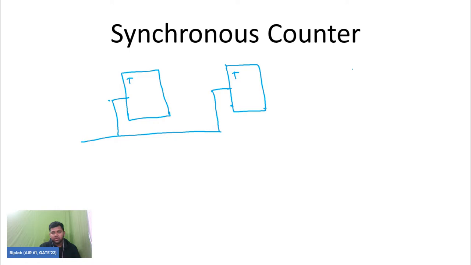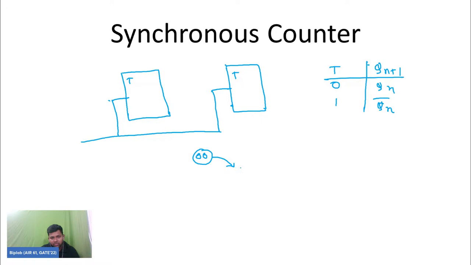So remember the table of T, T and Qn plus 1. If T is 0, it will return Qn. If T is 1, it will do the complement of Qn. Now let's say we want to make a counter which will count 00 to 01, to 10, to 11, and then again it will go to 00. So how many flip-flops do we need? It's again 2, since we are counting using 2 bits.